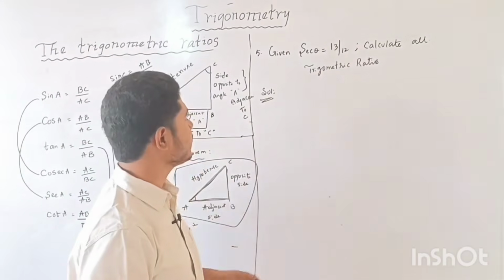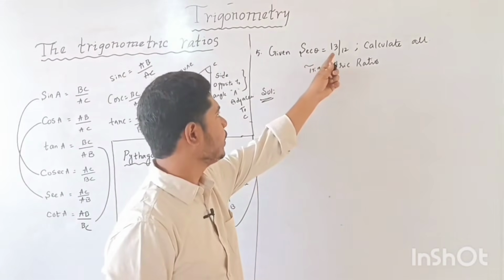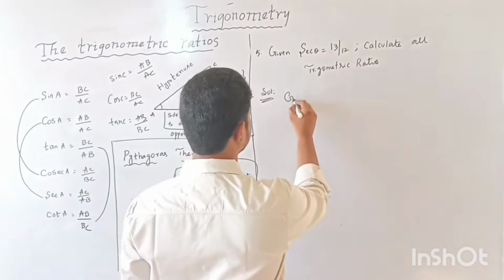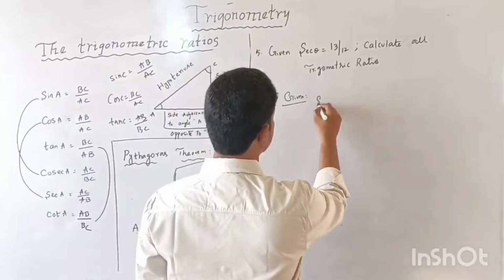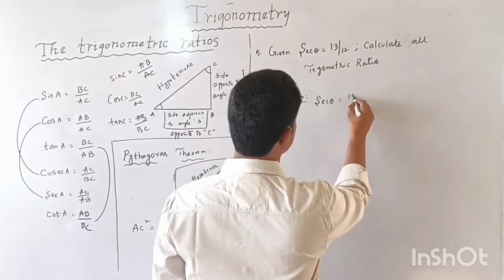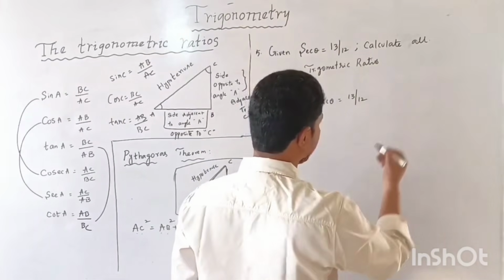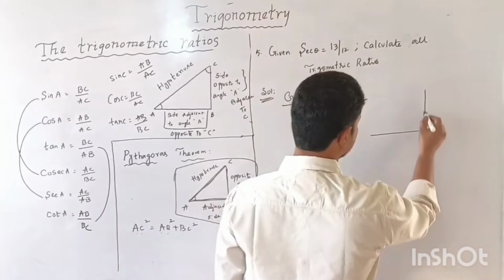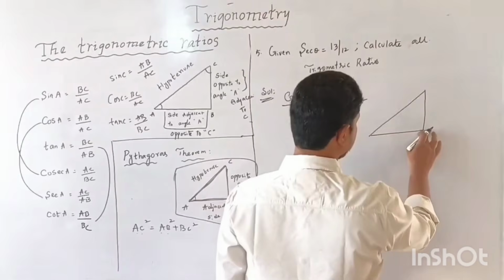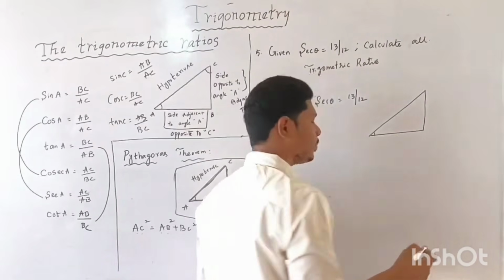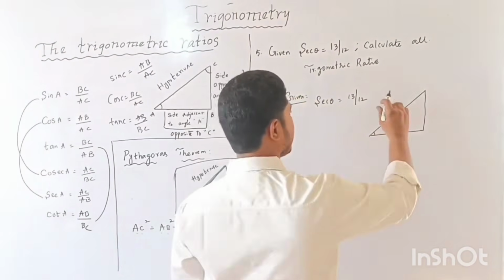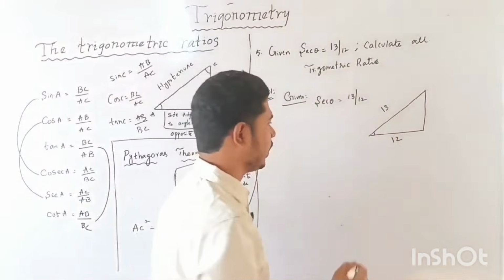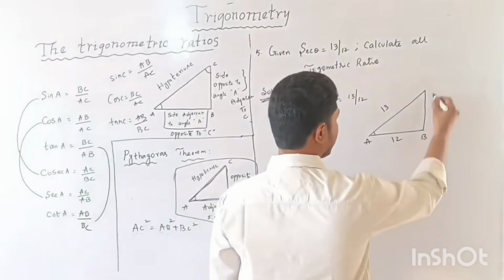And the fifth question is, given secant theta is equal to 13 by 12, calculate all trigonometric ratios. They have given secant theta is equal to 13 by 12. We can draw the diagram with the help of secant theta, that is a right angle triangle. Secant theta is the reciprocal of cos, that is equal to hypotenuse by adjacent. We can say A, B, C.